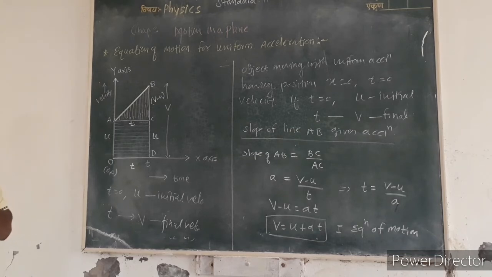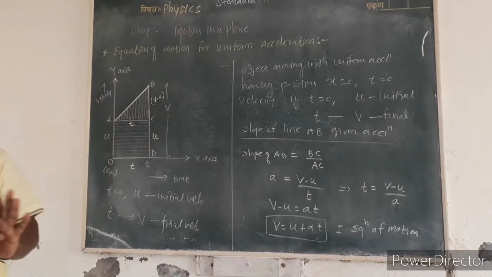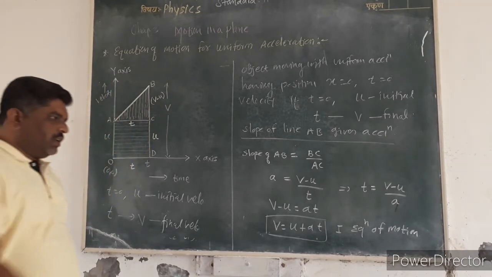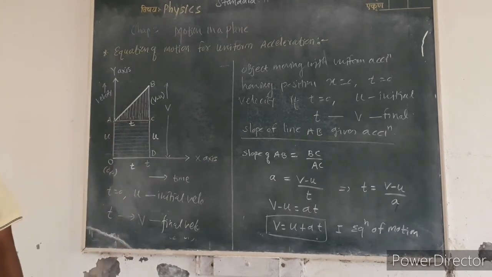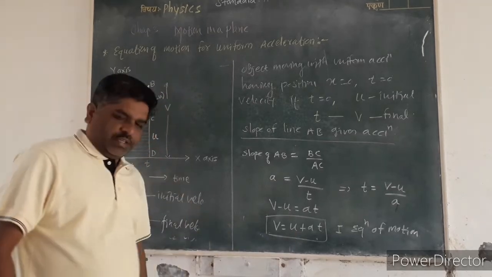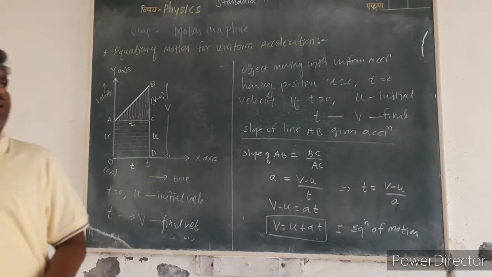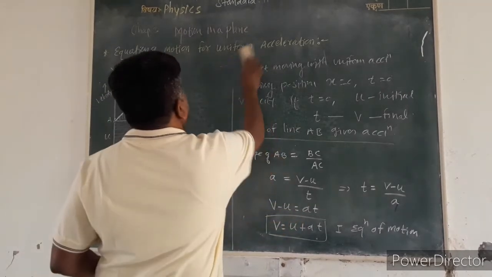Today we discussed the equations of motion. There are three equations of motion, and this is the first. We proved the first equation of motion, that is v is equal to u plus at. Now we go to another equation, the second equation of motion.